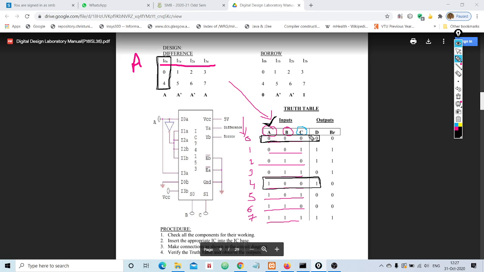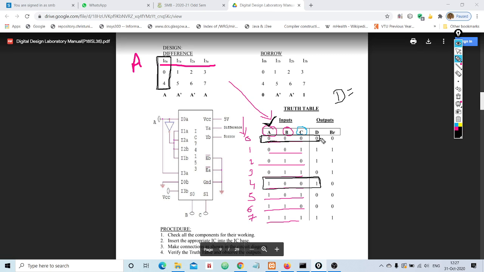Now what is the value of difference here? It is 0 when A value is 0. And what is the value of difference here? 1 when A value is 1. Now what can you conclude from these two, in terms of A? What would be the D value in terms of A?